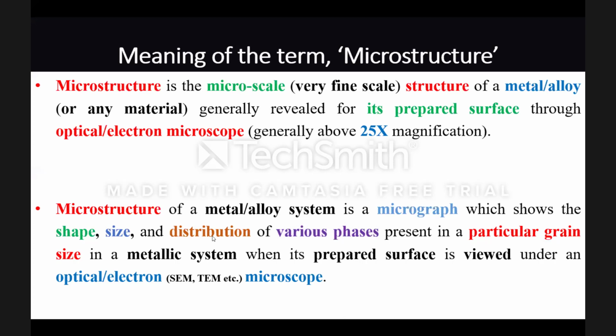Students, when we have captured the microstructure of a material system through an optical microscope or a SEM or a TEM, we call that image a micrograph, right? For example, when you have clicked your image, we call it a photograph. Similarly, microstructure, when it has been clicked and we are discussing the image captured, we refer to it as the micrograph.